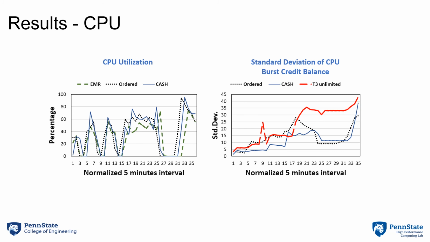On the left-hand side, we report the CPU utilization of our cluster across the experiments. Cache reports the best CPU utilization across all the experiments. On the right-hand side, we report the standard deviation of CPU credit balance across the nodes in the cluster. Again, cache shows the least standard deviation across CPU credit balance in the nodes of the cluster. This indicates that cache utilizes the most amount of CPU credits across the nodes in the cluster.